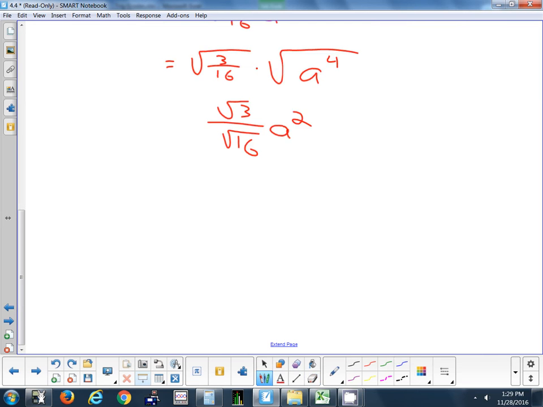The one on the bottom. What's the square root of 16? 4. So I get a square root of 3 in the top. I have an A squared in the top, and I have a 4 in the bottom.